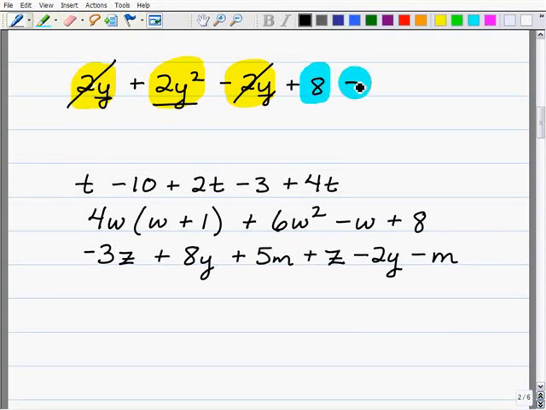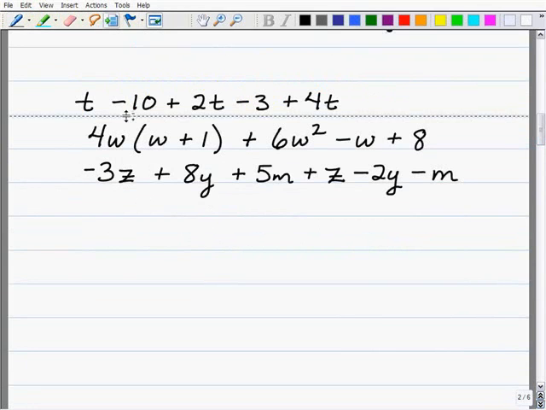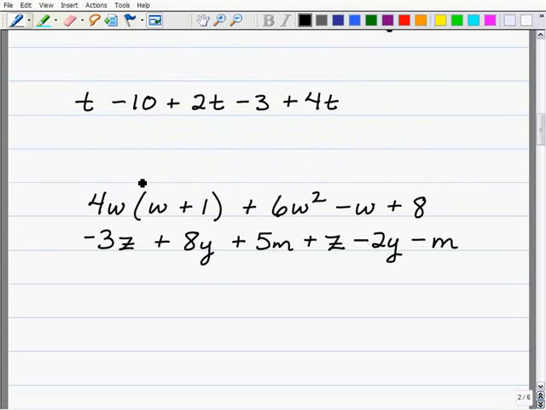Okay, so we can just write the simplified expression 2y squared plus 8, and we're done. All right, moving on. Okay, we have t's here: t, 2t, and 4t. After a while, you'll get the hang of it. You'll be able to recognize these terms as being like. Hopefully you can see that all three of these terms are like because they're all t to the first.